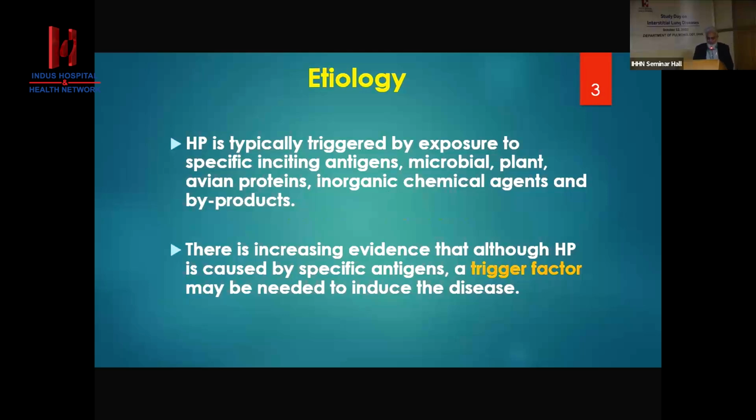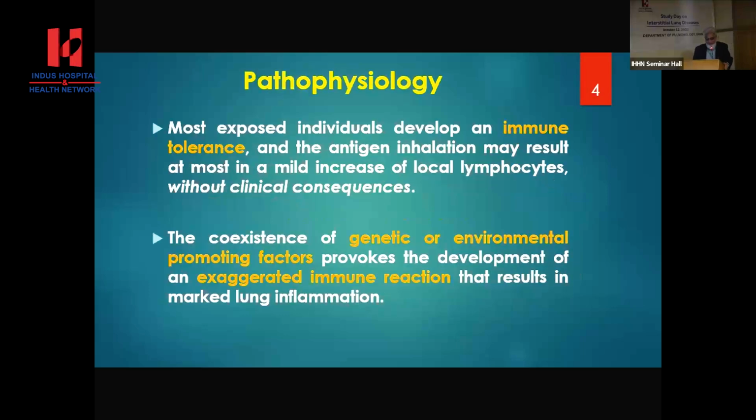But there is increasing evidence that although HP is caused by specific antigens, a trigger factor may be needed to induce the disease. Usually, most exposed individuals develop what is called an immune tolerance, whereby the antigen inhalation may result at most in a mild increase of local lymphocytes without clinical consequences. But the coexistence of genetic or environmental promoting factors provokes the development of an exaggerated immune reaction that results in marked lung inflammation.